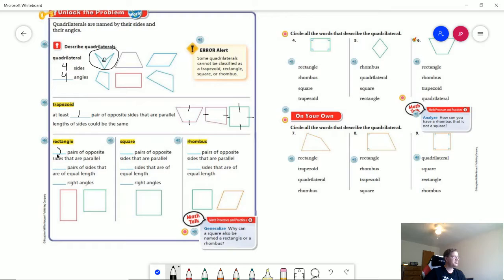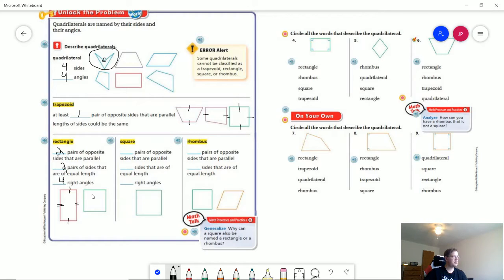For a rectangle, we have two pairs of opposite sides that are parallel. So our top and bottom and left and right are parallel to each other. And then we have two pairs of sides that are of equal length. And so my top and bottom sides are the same length. My left and right hand sides are the same length, but they're not all the same length. Not all four sides are the same length. And then we would have four right angles.